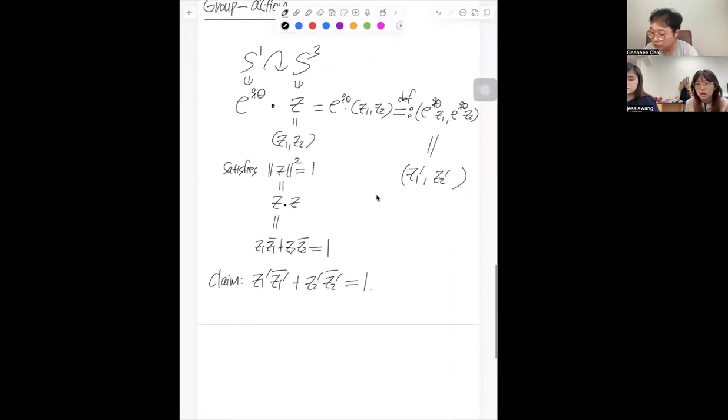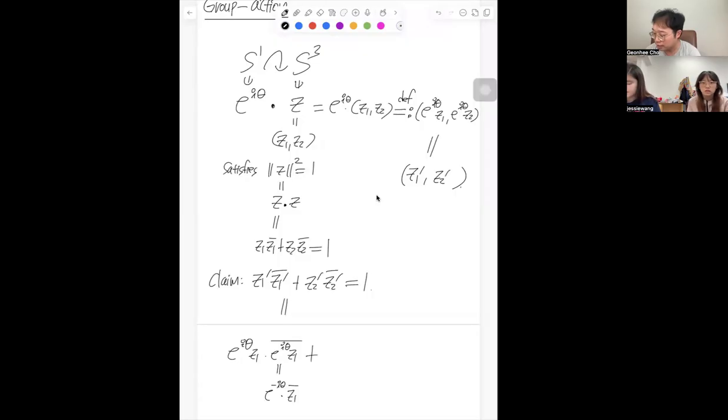If you just plug in, then Z1 prime means e to the I theta times Z1, right? If you take the complex conjugate here, what is this? It is e to the negative I theta times Z1 bar. Does that make sense to you? The complex conjugate of e to the I theta, you need to change the sign of the exponent. And Z1, the complex conjugate is clearly just Z1 bar.